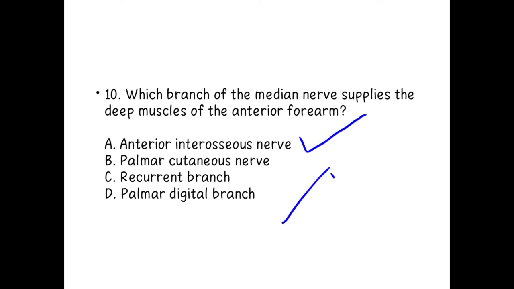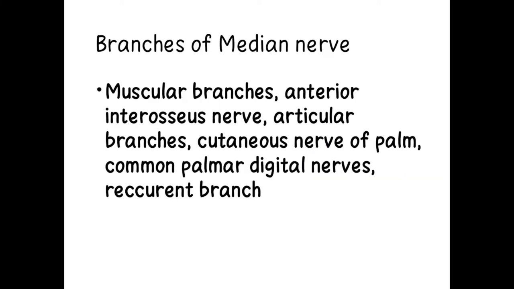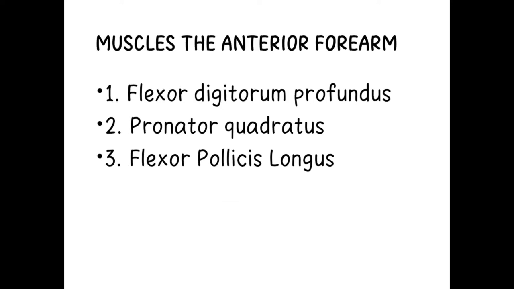AIN. You can call it the AIN. Yeah, in some texts they call it the AIN. So the branches of the median nerve, you have the muscular branches, the anterior interosseous nerve, the articular branches, the cutaneous nerve of the palm, the common palmar digital nerve, and the recurrent branches.